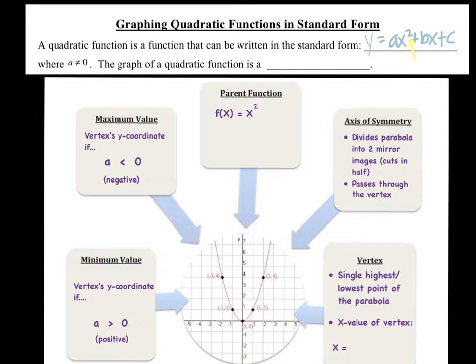So that power of 2, that degree of 2, when you see that, that's what should make you think, okay, this is a quadratic function. As long as a, the number in front of your x squared, isn't 0, and you still have that x squared value, then it's quadratic. So the graph of a quadratic function is in the shape of a parabola.